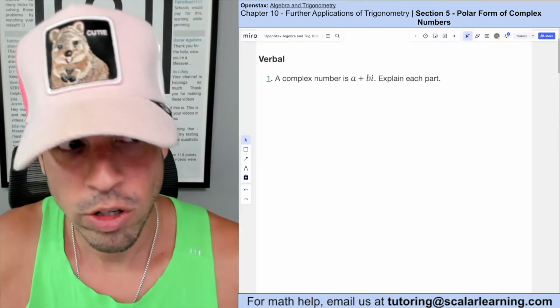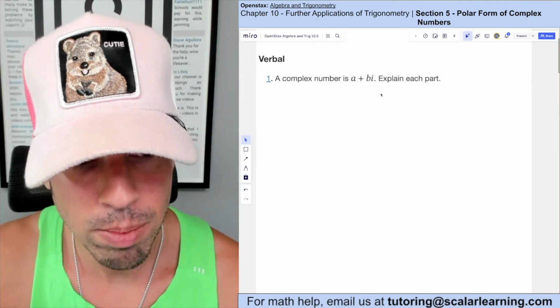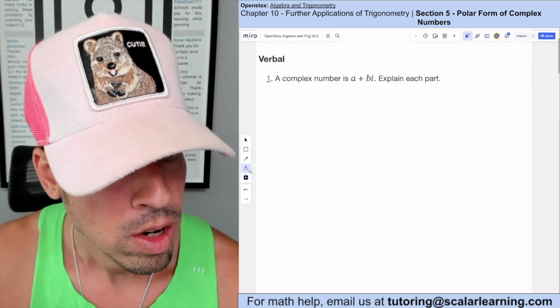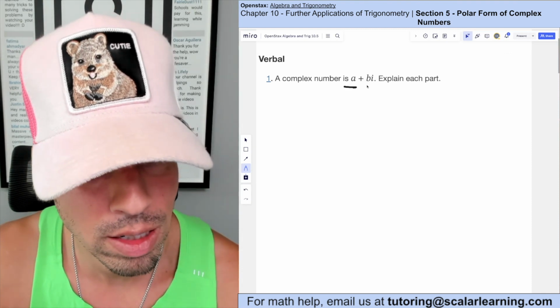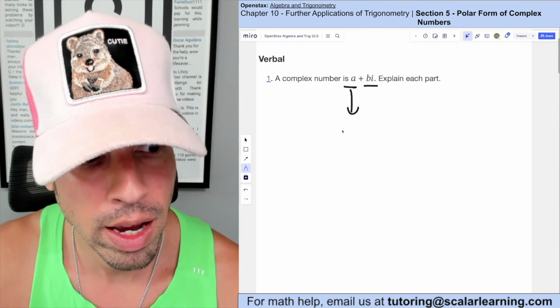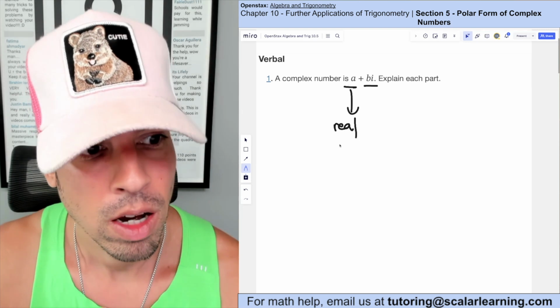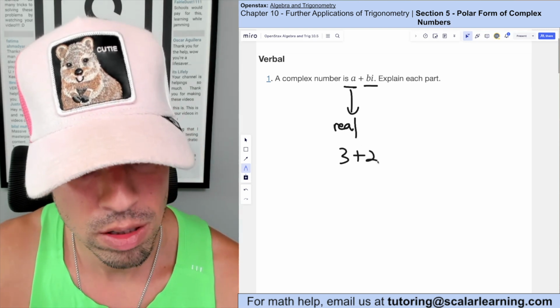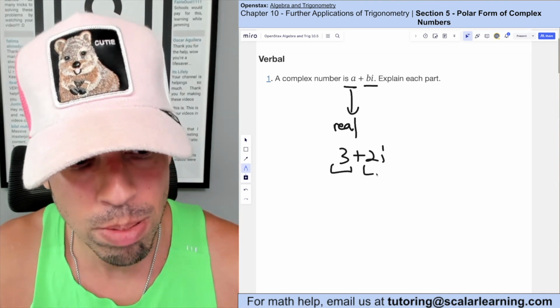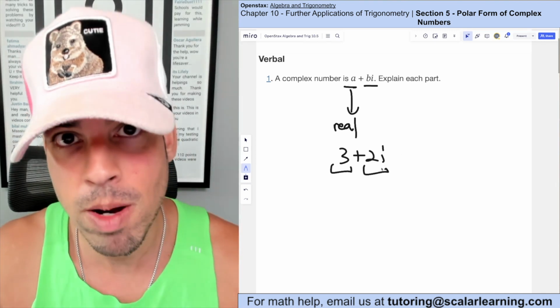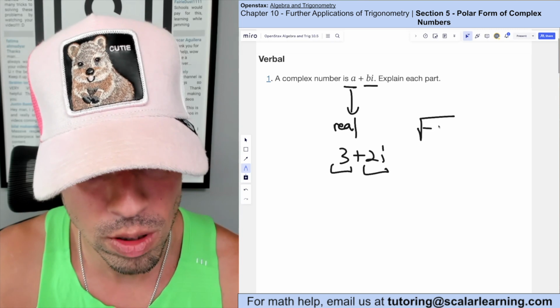Let's do it. Question number 1 asks, a complex number is a plus bi. Explain each part. So when we talk about a complex number, we got two components. We've got the real part and the imaginary part, right? So a is considered the real part. So an example would be like 3 plus 2i. And this is just a real number. And then the imaginary part contains i. And if you remember, i is actually the square root of -1.